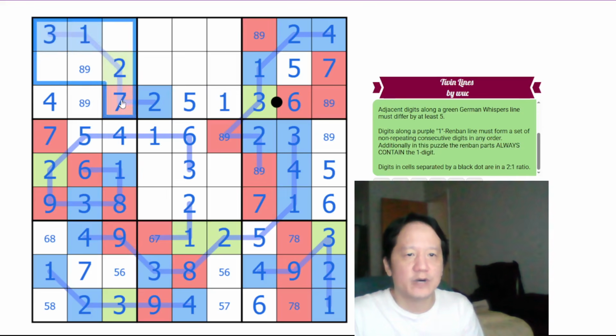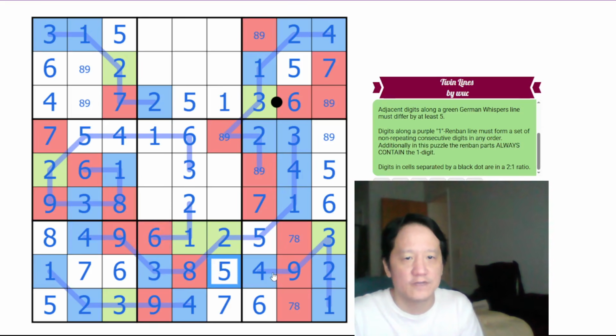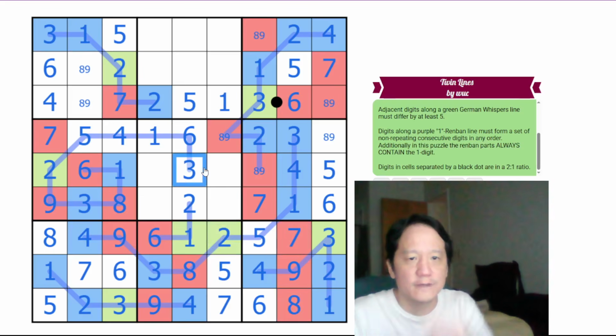Remaining digits of box 1 are 5 and 6. This can't be 5 because of 5 in the row, so that's 6, that's 5, which makes this 6. That makes that 8, and that 5. 5 eliminates 5 here, so it's 7, which makes that 6, which makes that 5. 7 eliminates 7 here, so it's 8 and 7.